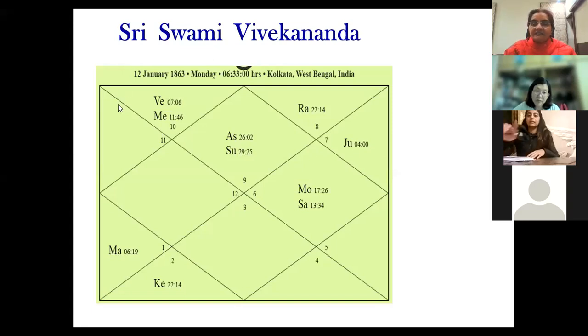Now, this is the chart which I have shared even in the email and also in the WhatsApp chat. So he was born on 12th January 1863, 6:30. He has taken the time. Achha, it's wrongly written in the book as PM. It is AM. Okay? Because in the chart, how will you find it out?